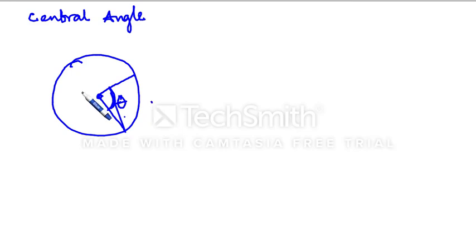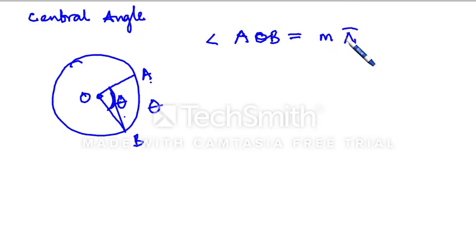So let's say here is O, and the point A and the point B are also located here. Then the angle created is the same as the arc. So in calculation, we say that angle AOB is equal to the measure of arc AB, which is equal to theta.